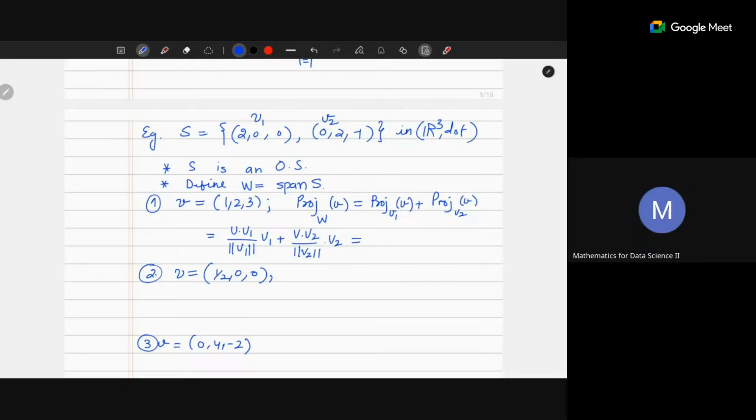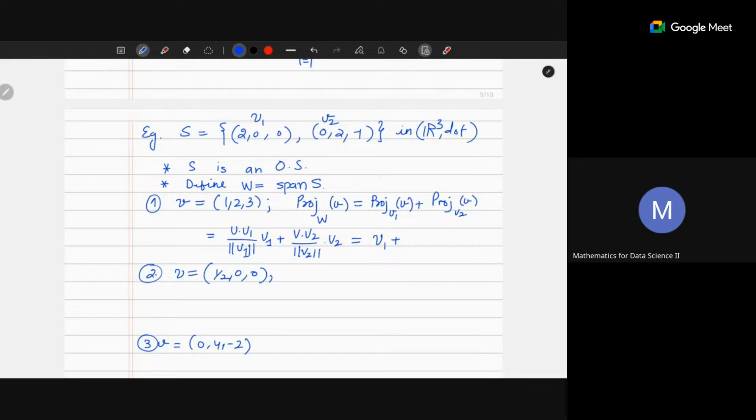So it is V dot V1. V dot V1 is 2. What is the norm of V1? It is 2. And V1 we know. So it is just V1 plus, what is V1 dot V2? It's 1. It is 4 minus 3.